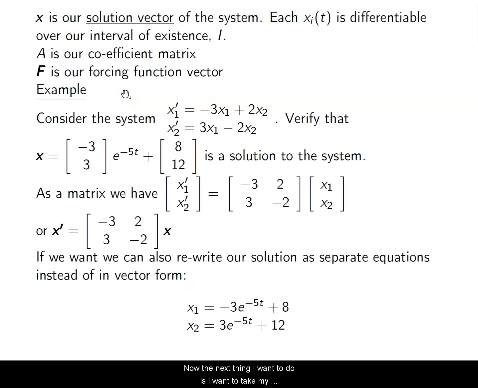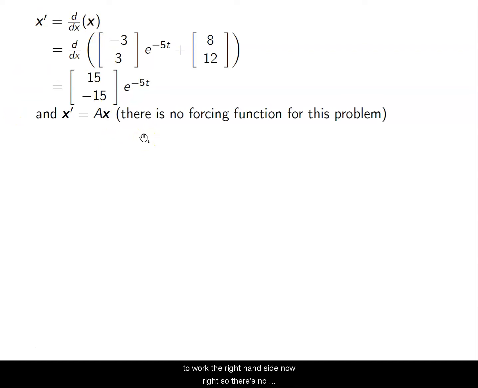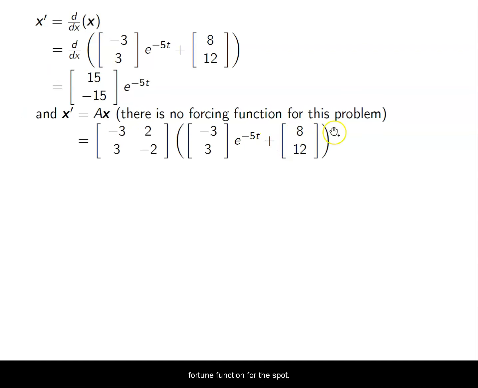Now the next thing I want to do is take my equations and apply it to this side and show that I get out 15, negative 15 times e to the negative 5t. Okay, so that's the left side. I'm going to work the right hand side now, right? So there's no forcing function for this problem. So A times x means I have my A matrix times my solution vector x.